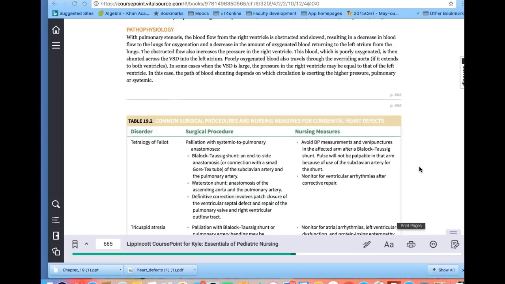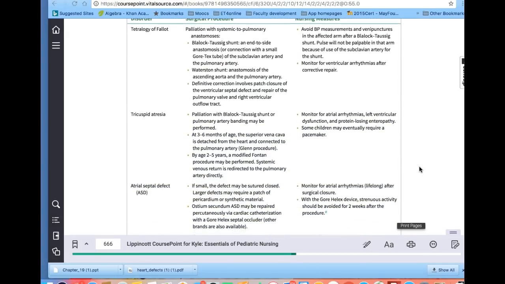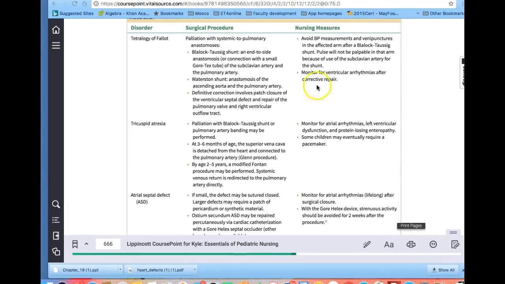Okay, so I'll let you read through the pathophysiology there. Again, what I want you to know is the pathophysiology, what they're going to look like, and how we're going to fix it. And this gives you the surgical procedure to fix it. Again, don't need to know the names of all of those surgical procedures. Just know that we're going to do surgery to fix it.